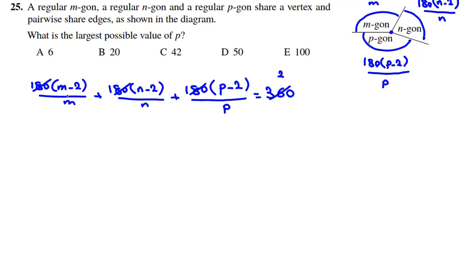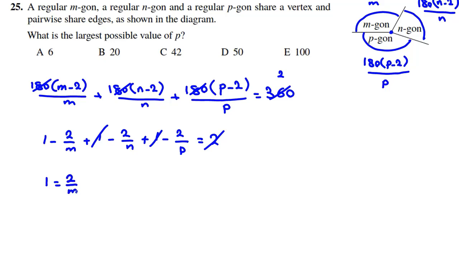It will be 2. So here, we can write this as (m minus 2) over m, or m over m we can write as 1, so 1 minus 2 over m. Next one, n over n is 1 minus 2 over n. Next one, p over p is 1 minus 2 over p, equals 2. You can subtract 2 from both sides, and you can cancel 1 here and take these 3 fractions to the right side. 2 over m plus 2 over n plus 2 over p is 1.